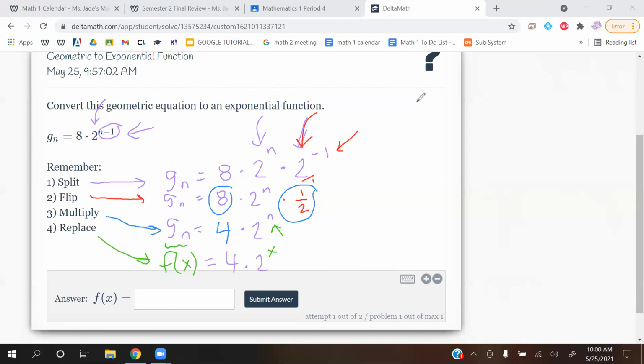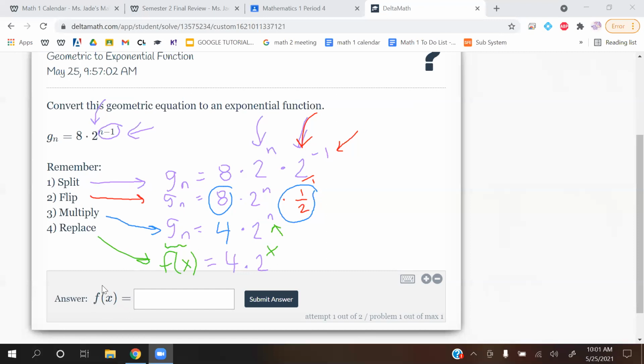So that looks kind of like a t. Let me write it a little better. X. Okay, so finally your equation is just f of x is equal to 4 times 2 to the power of x. So the g sub n got replaced by f of x in the front, and in the very back, the n got replaced by x. So it's just literally switching out letters for the replacing step.